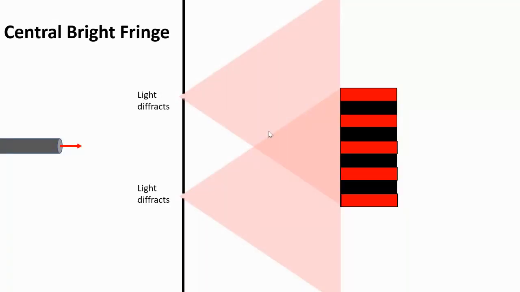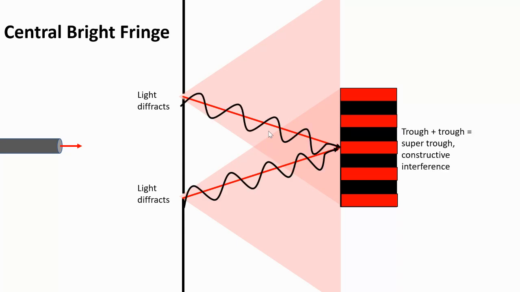Why do we get these different fringes? First of all, we're going to have a look at the central bright fringe. If we consider the rays that are coming from each of the slits, we can see that they're both traveling the same distance. If this light is in phase, then we can see that, for example, they both leave as peaks and they arrive and travel the same distance at that screen, then they're both arriving as troughs. So if we have a trough and a trough, we're going to have a super trough, and that's constructive interference.